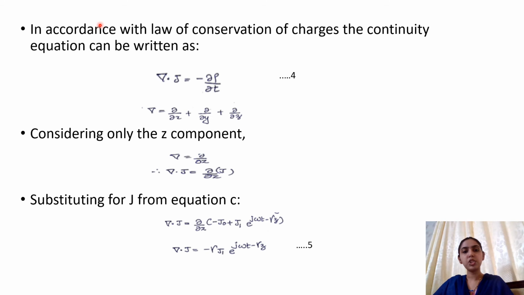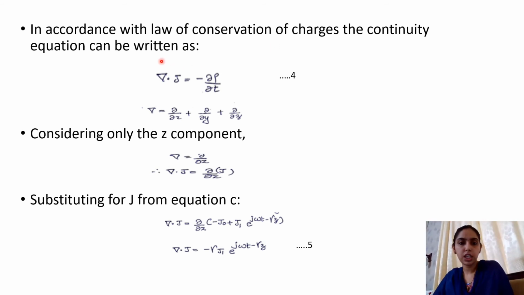Now to establish the convection current, first we have got the expression for the current density J, and we have seen a relationship between the electron velocity and the electric field. Now by using the law of conservation of charges, we are going to proceed again. By using the law of conservation of charges, the continuity equation can be written as del dot J is equal to minus ∂ρ/∂t.